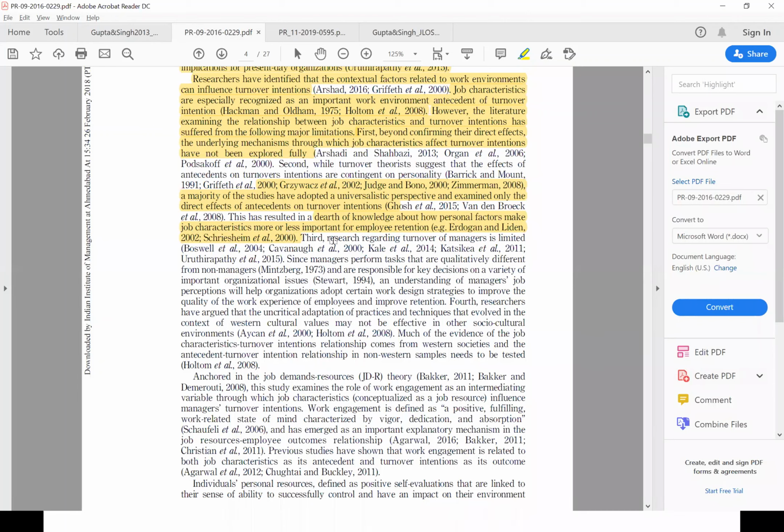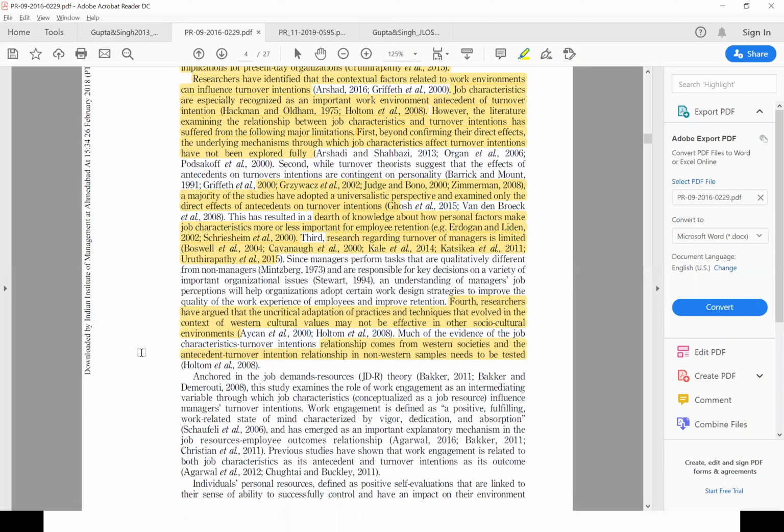And third, research regarding turnover is limited, right? And so understanding will be important. And then we are talking about how it has been done in the context of Western cultural values, which may not be effective in other environments, and therefore we are looking for non-Western samples; it needs to be tested.